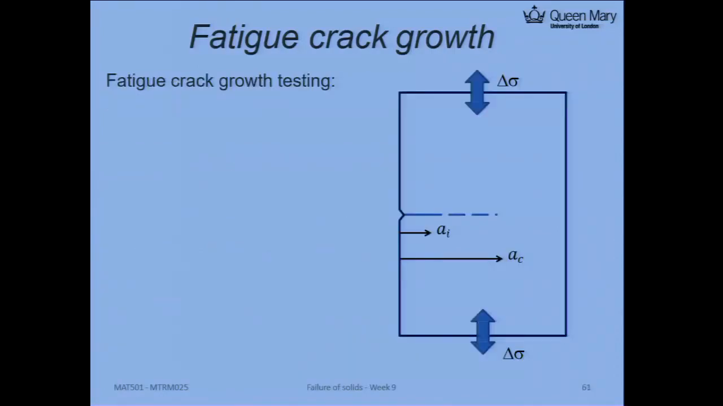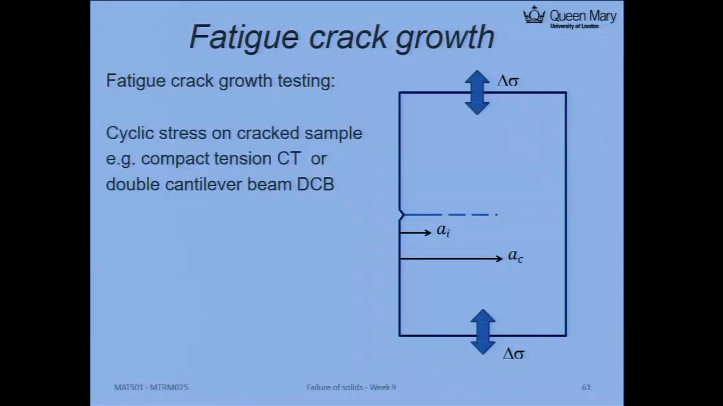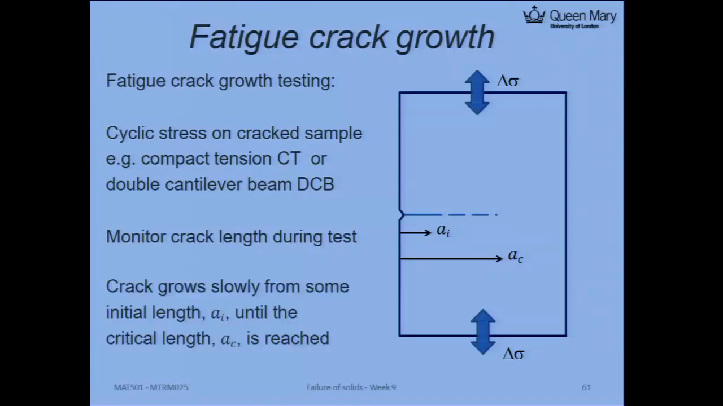Now let's look at how we describe a fatigue crack growth. Suppose you have a single edge crack panel like this. You have your initial crack, a_i, of this length. So cyclic stress is applied on a crack sample, such as a CT test or double cantilever beam test, and you monitor the crack growth during the test.